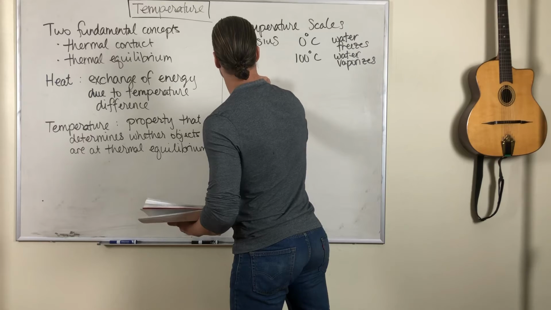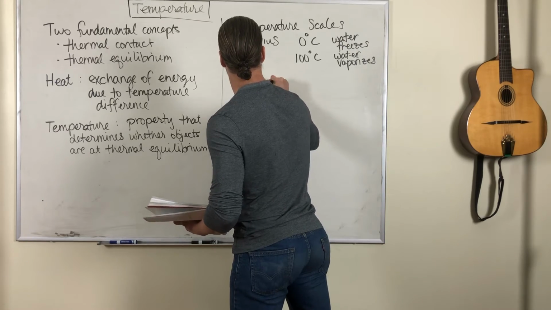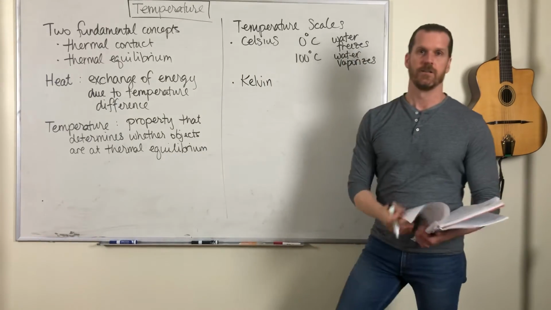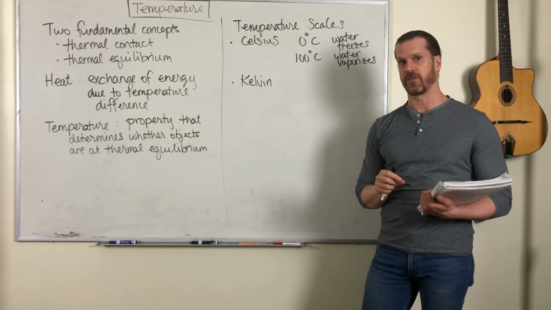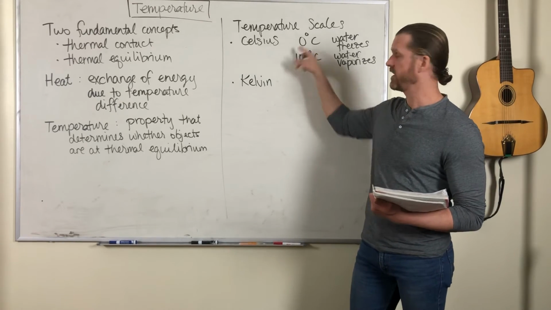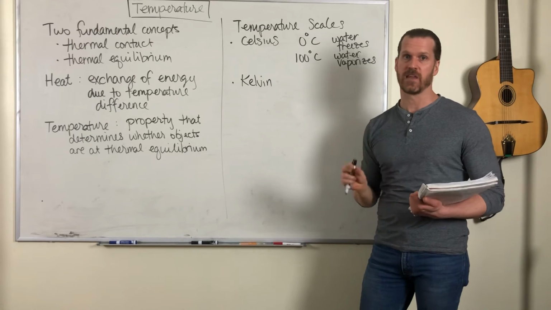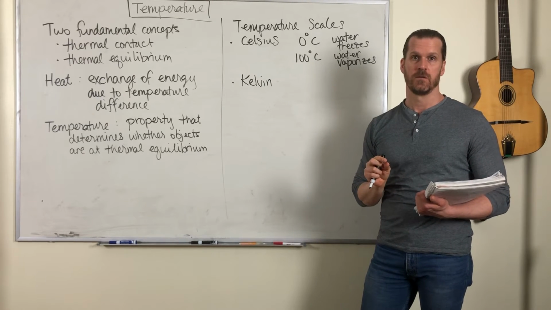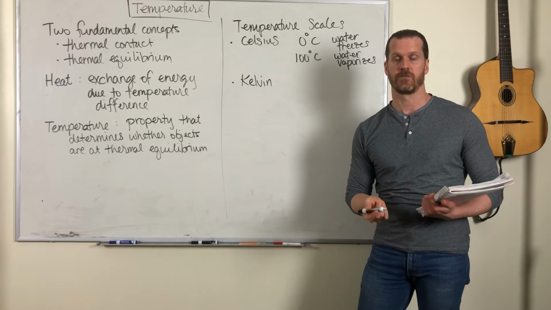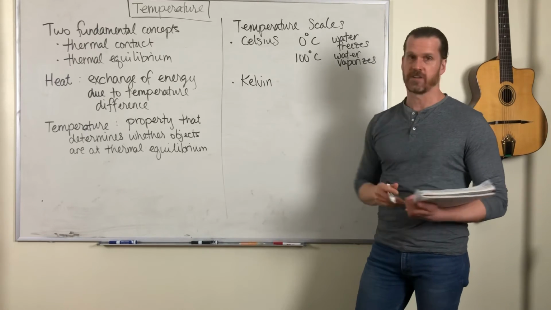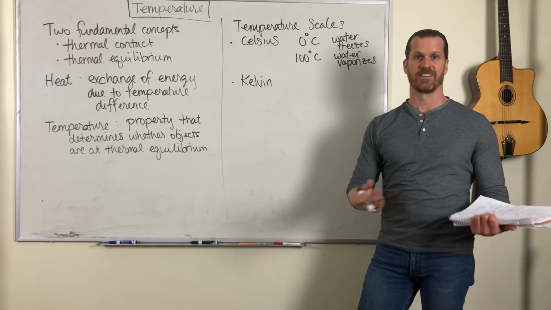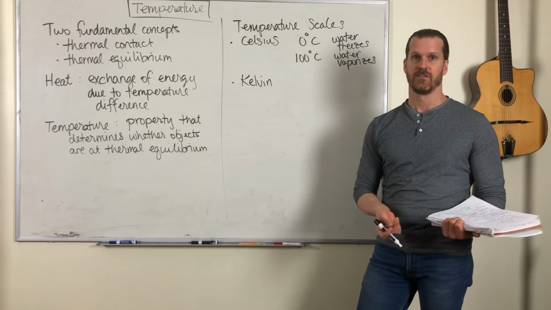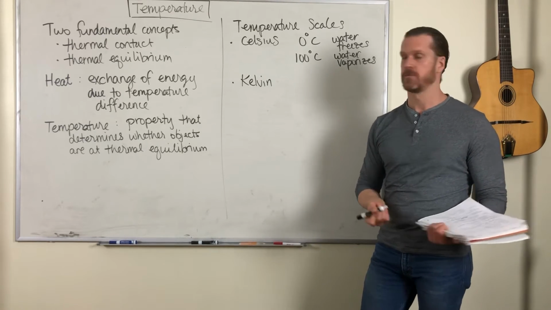Now the next scale we'll talk about is Kelvin. And Kelvin uses the same size degree as Celsius. So you take a Celsius degree, it's the same as a Kelvin degree, but we just start in a different place. We start the Kelvin scale at the coldest possible temperature that exists in nature, which is known as absolute zero.